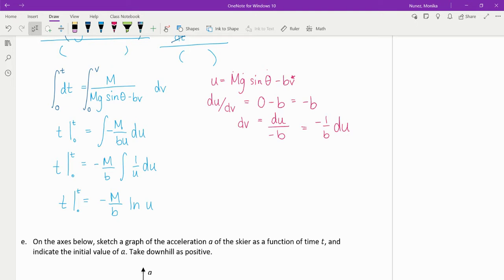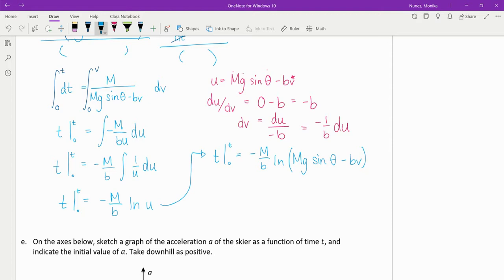So our next step is to plug in our expression for u. And I'm going to start working up over here. So I have t between 0 and t is equal to negative m over b times the natural log of the expression mg sine theta minus bv.